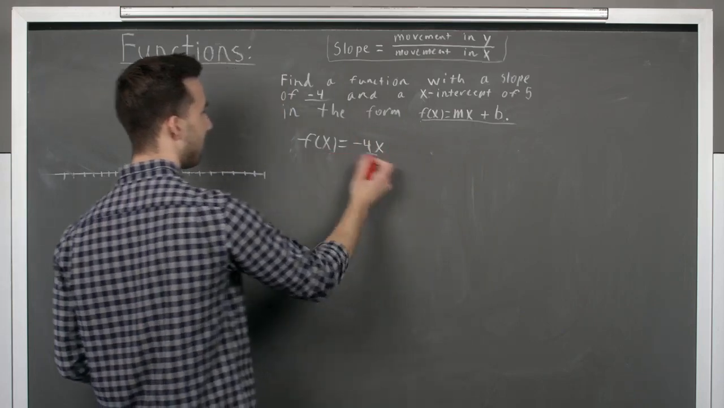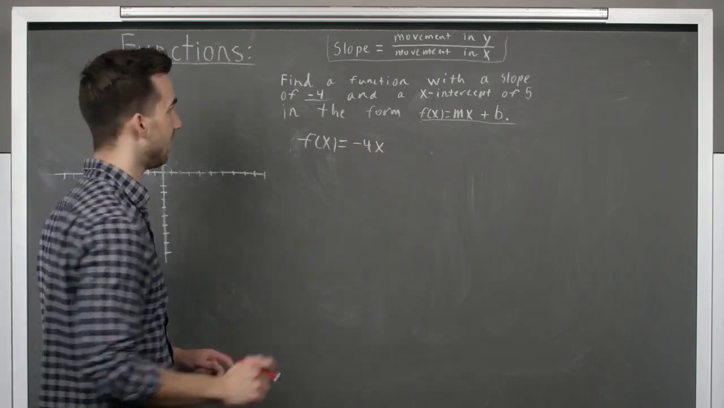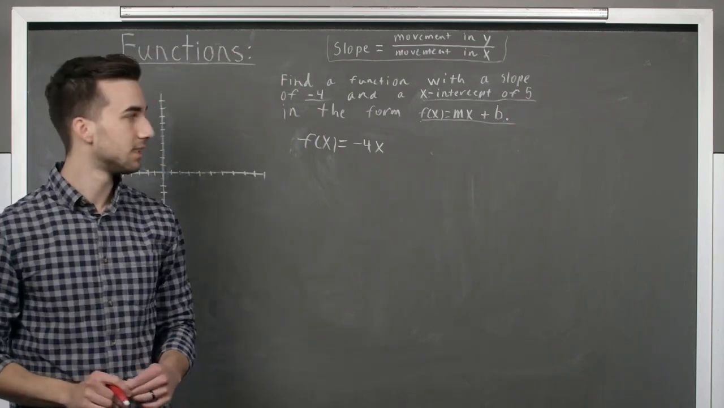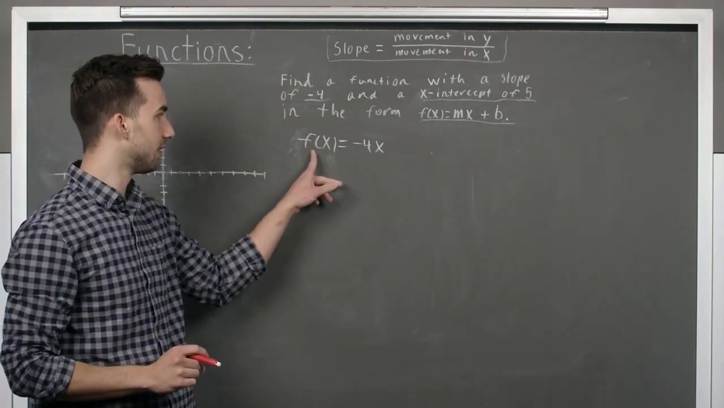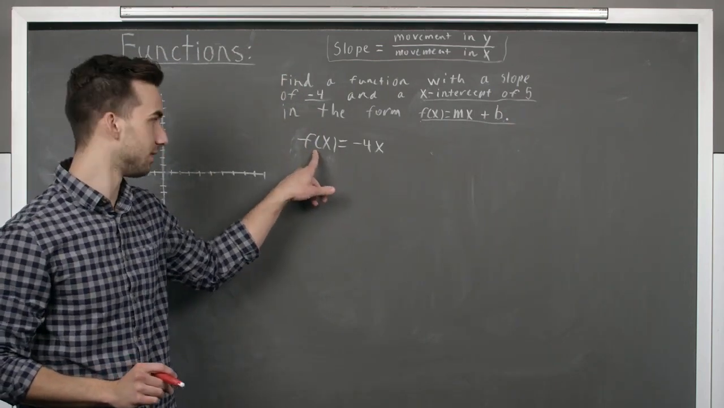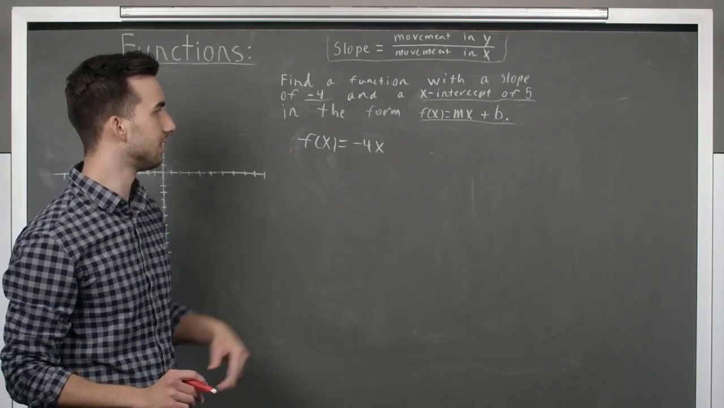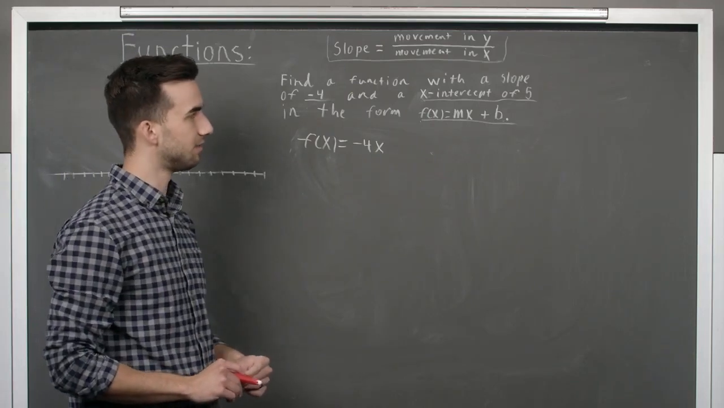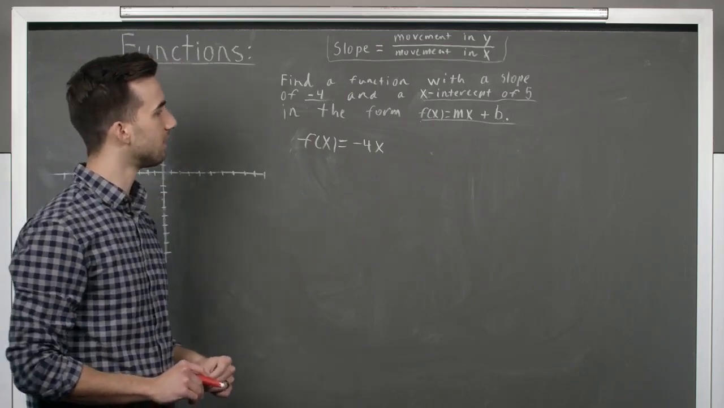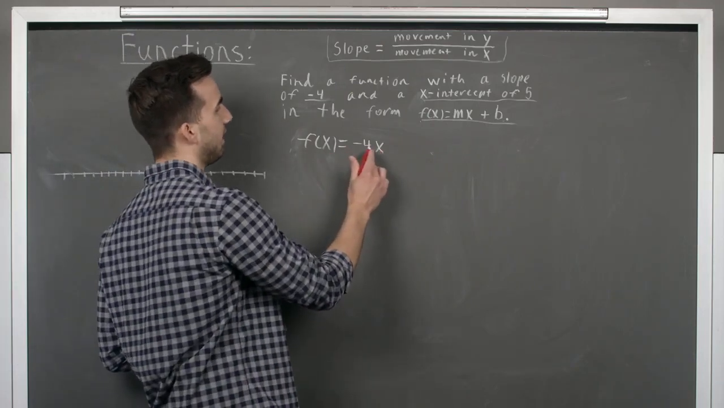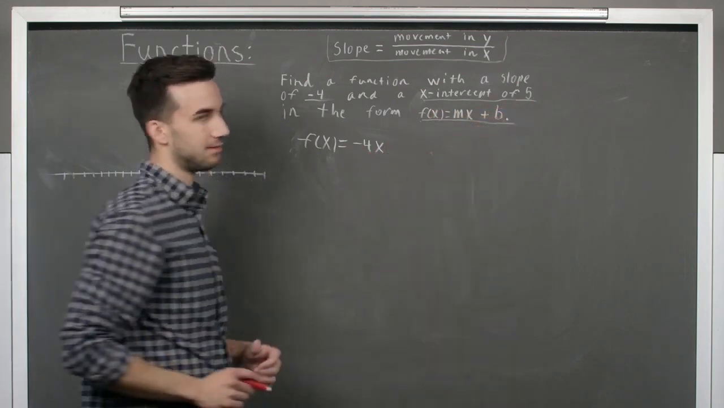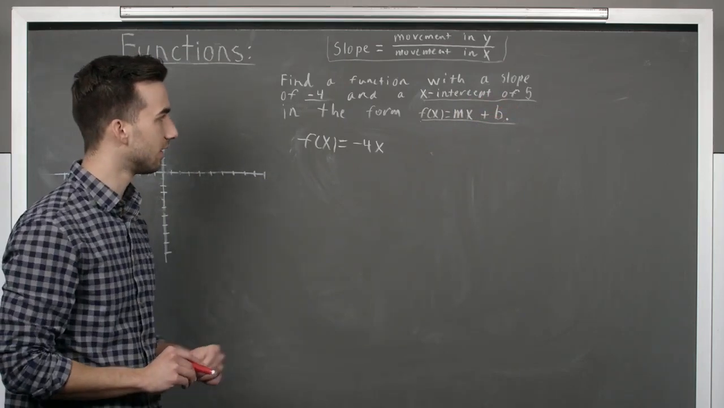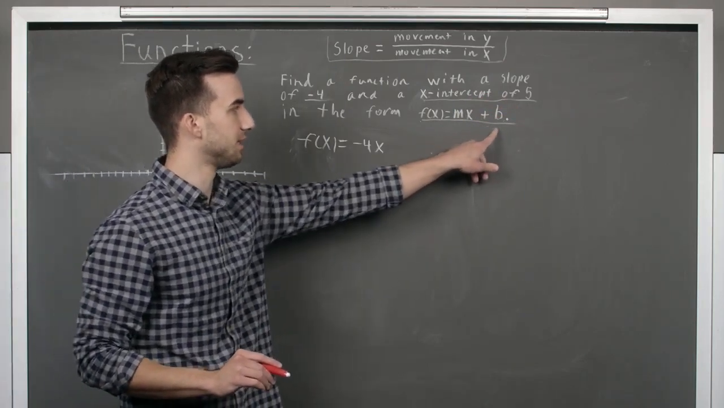Now, already we have a function that gives us the correct slope. So how do we find an x-intercept? Well, we set the function equal to 0. But how do we find the function that has the x-intercept of 5? Well, we need to solve for this extra value, this b value.